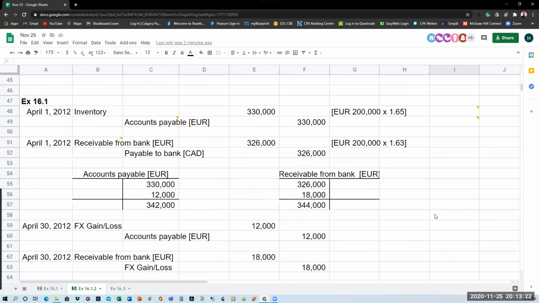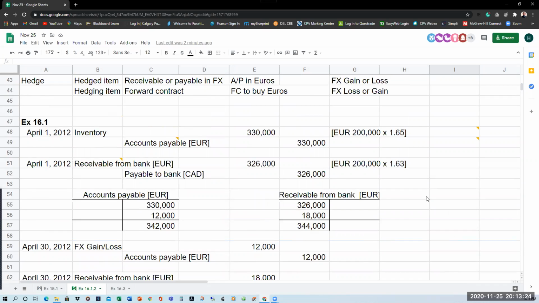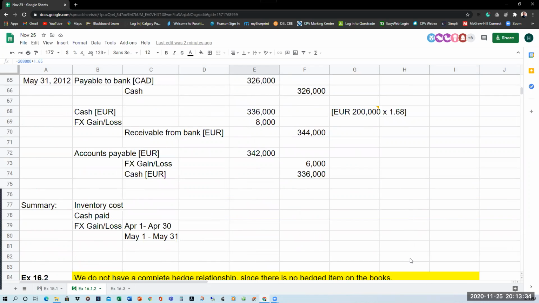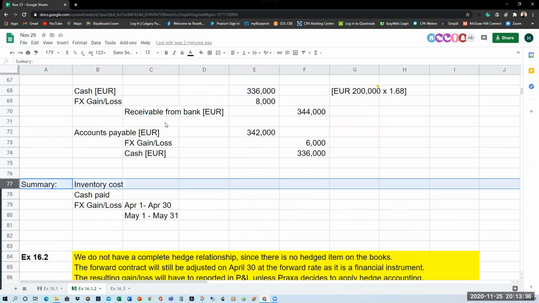Now, there's a whole lot of accounting that's happened here. Let's just summarize it. What were we trying to do? We were going to buy inventory, right? So how much was the cost of the inventory? Well, we've debited inventory for $330,000. So the cost of the inventory is $330,000. We recorded the inventory for that.